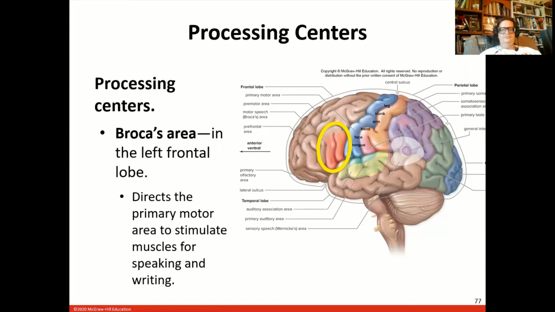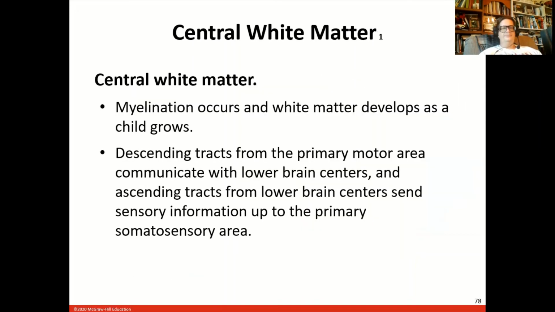Language. So Broca's area. Now there's the white matter in the middle. Remember we said the spinal cord has white matter on the outside and gray matter in the middle. Well, in the brain, it's the opposite. You've got the gray matter of your cerebral cortex on the outside, and the white matter is in the middle of the brain.